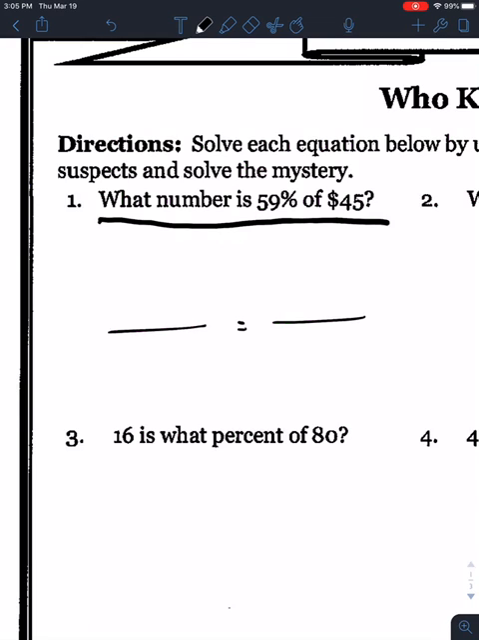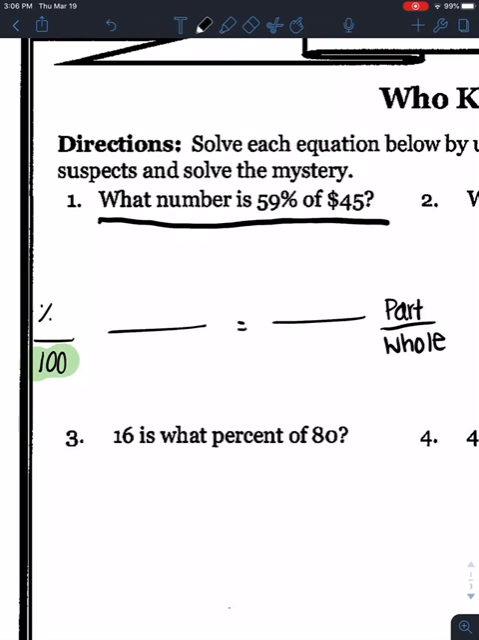And we are going to make sure that we draw this in. So we have our percent over 100, and we have our part over our whole. Those are just our little helpful reminders so we know where to put our information that we have. And we have 100 down here because 100 is our golden number when we're working with percents.